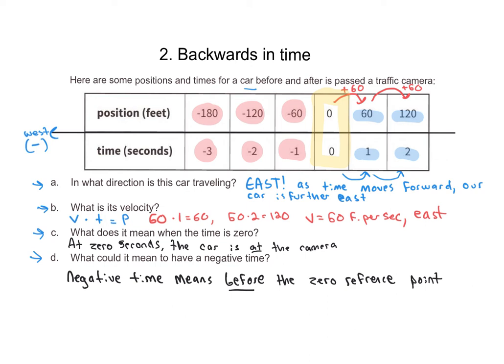And we can look at what those calculations would look like. Our velocity remains 60. We could say, well, if our velocity is 60, 60 times negative 1 is negative 60. 60 times negative 2 is negative 120, and so on.